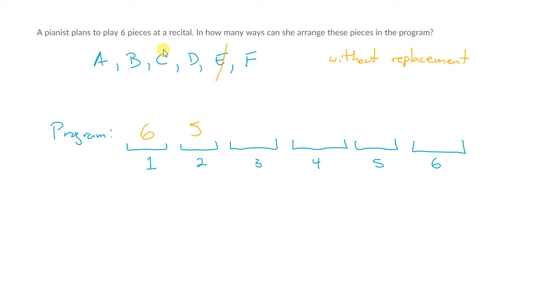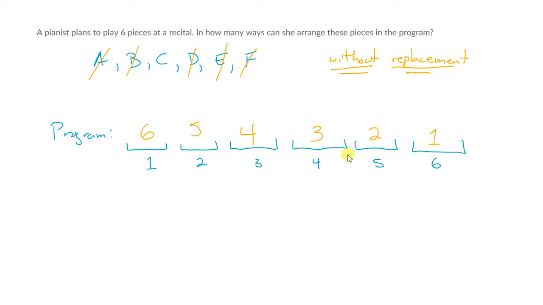5 pieces. And now let's say she picks choice B. It's gone. Okay, so how many pieces are left for the next one? 4. Let's say she picks choice A. There's 3 left for the next one, 3 choices. Doesn't matter which one she picks. How many are left for the next one? 2. And then how many are left for the last one? 1. Okay, so in other words, we're reducing the number of choices by 1 each time because we're sampling or choosing without replacement. So the number of items available goes down by 1 each time.